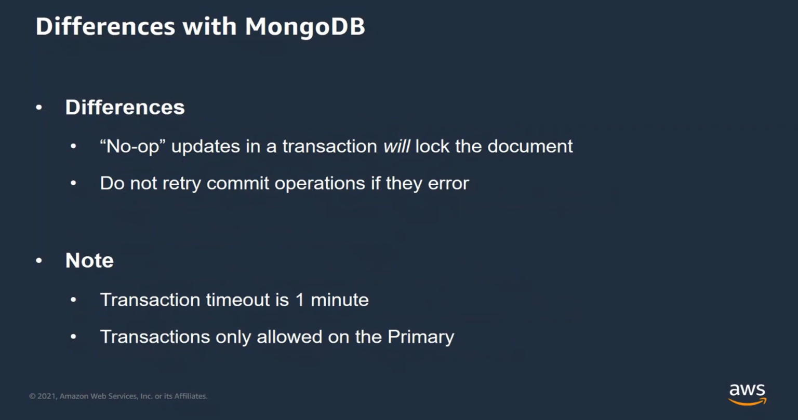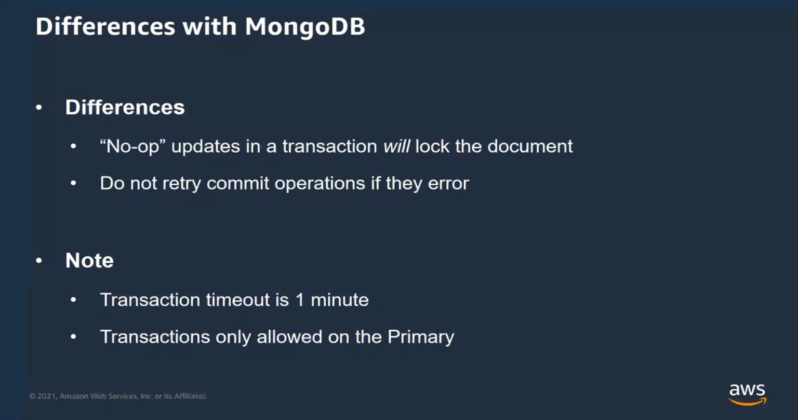The first is if you do a write operation in DocumentDB, regardless of whether or not that update changed anything, you will lock that document. MongoDB has that no-op detection, in which case it won't lock the document, but DocumentDB will lock regardless of whether or not the change made a difference. And we talked a little also about how you can't retry commits if you see commit errors from the database. So that's just a slightly different best practice in terms of error handling with DocumentDB.